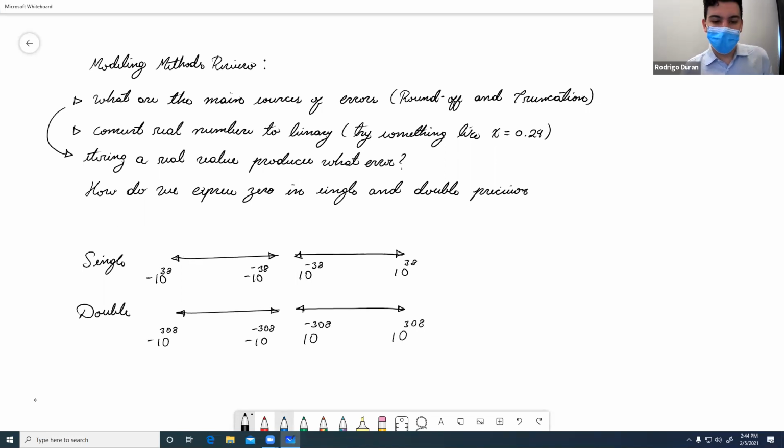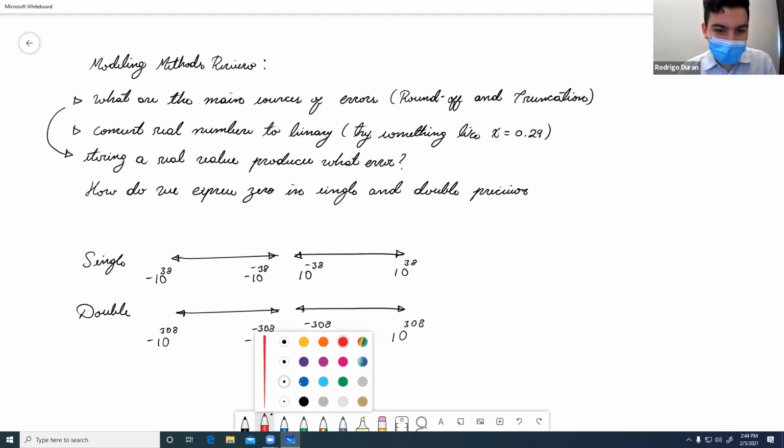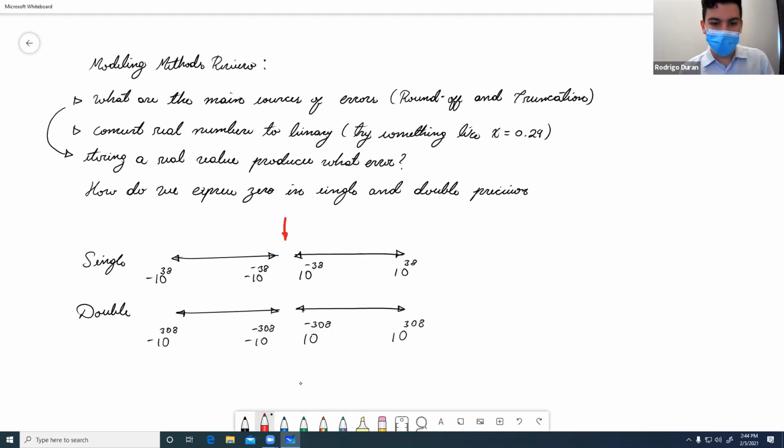So what happens is, if you want to represent zero, zero is right here. That's so huge. If you want to represent zero here in the middle, you have to approximate it because, again, of the finite accuracy of computers, zero cannot be stored exactly in computer memory. So we have to approximate it.